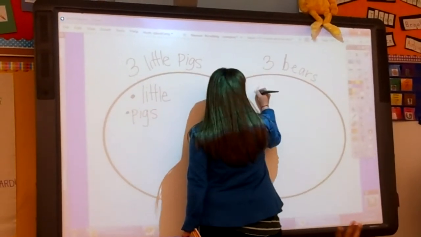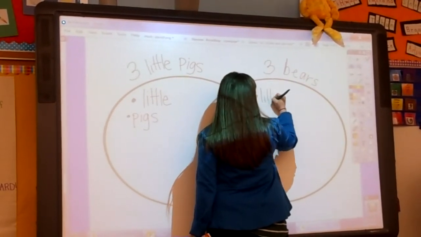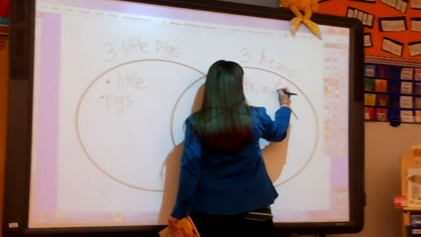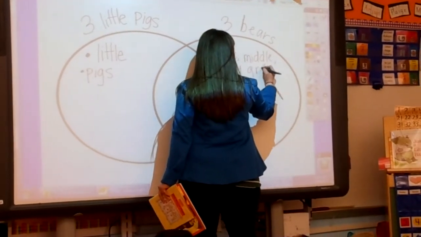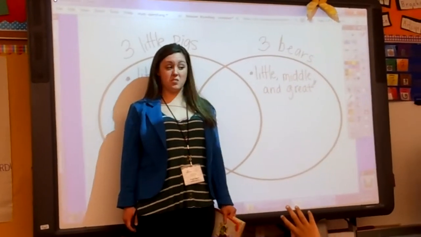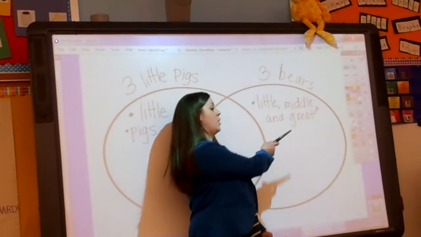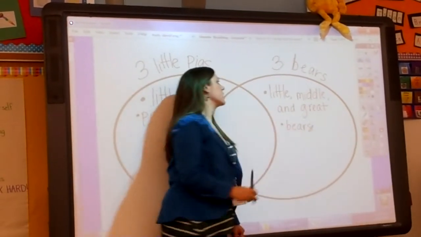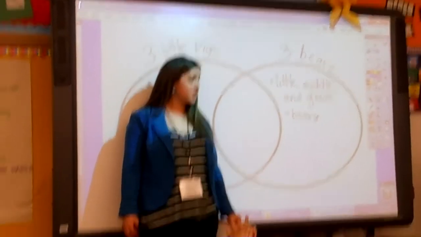Little, middle, and great. So let's say little. Little, comma, middle. Sorry for my friends who can't see behind me. And great. Good. Now, what animals? If the three little pigs are all pigs, the three bears are all bears. So far, is there anything that I can write down that's similar? That's the same about both stories?